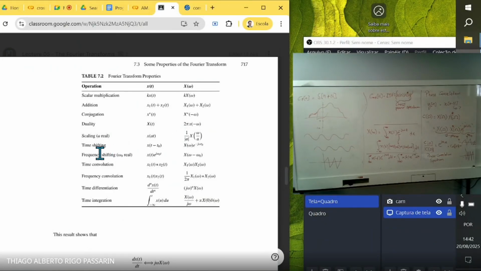Frequency shifting. This is what we're doing now. We were talking about modulation, so the simplest scheme of modulation is amplitude modulation, and we use frequency shifting for that.